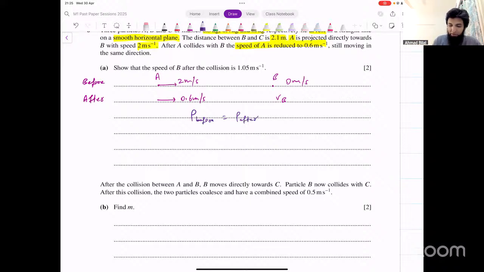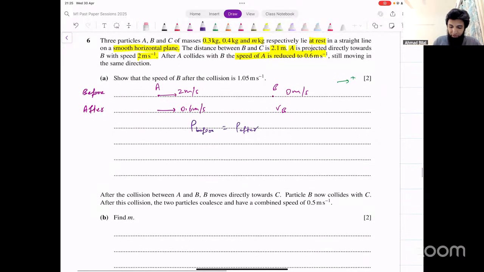Momentum before collision, consider right side positive. Momentum before collision is mass of A, 0.3, into velocity of A, that's 2, plus 0 for B. Momentum after is 0.3 into 0.6 plus VB times 0.4. And that will give you the value for VB. You can see what that turns out to be: 0.6 minus 0.18, which is 0.42, divided by 0.4. What do we get? 1.05. That's the value that we were looking for in the first part.